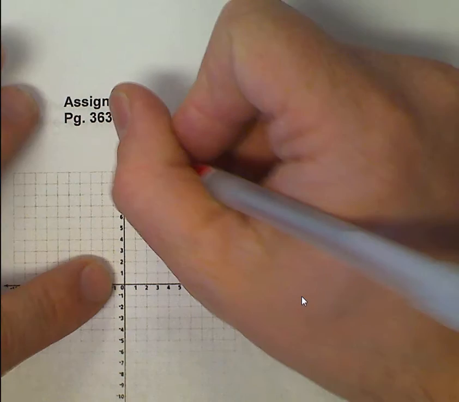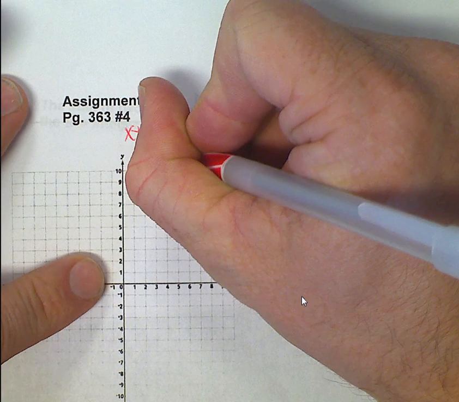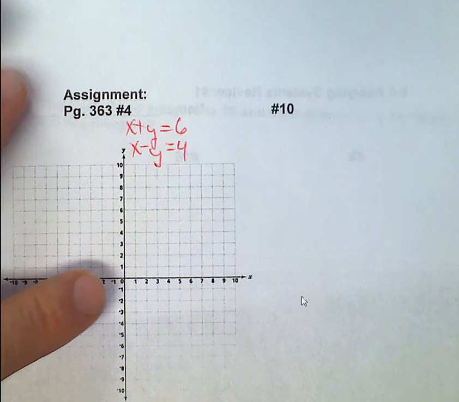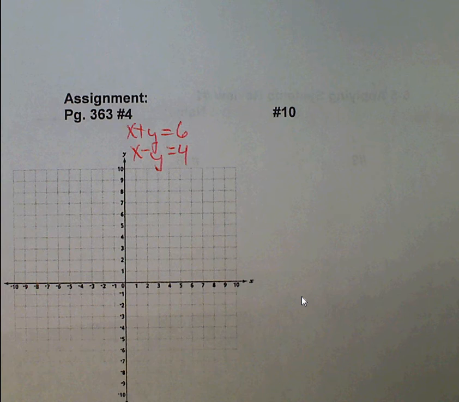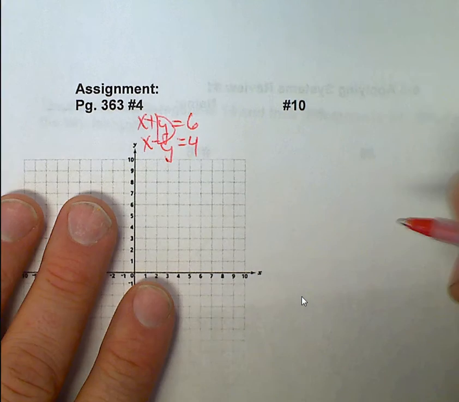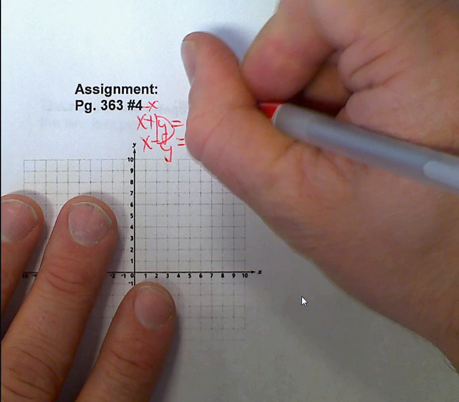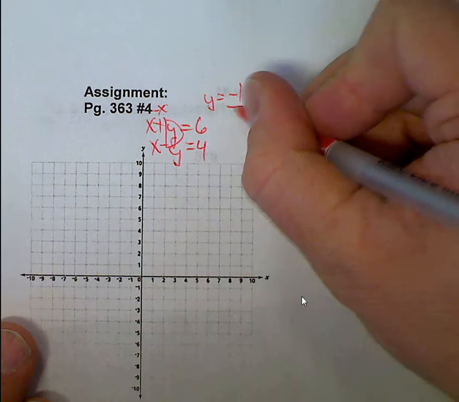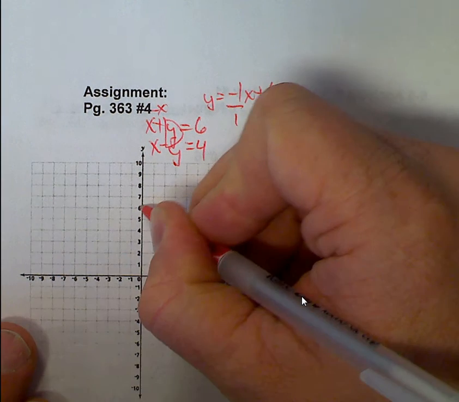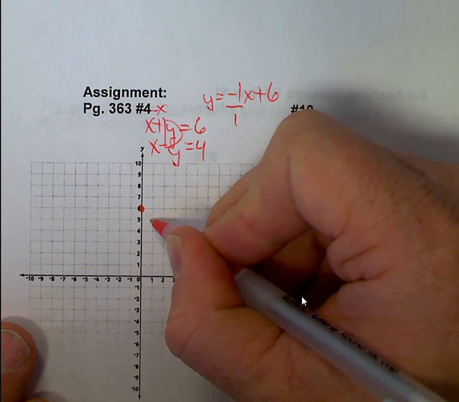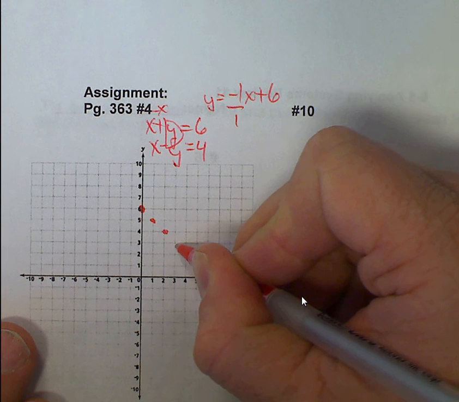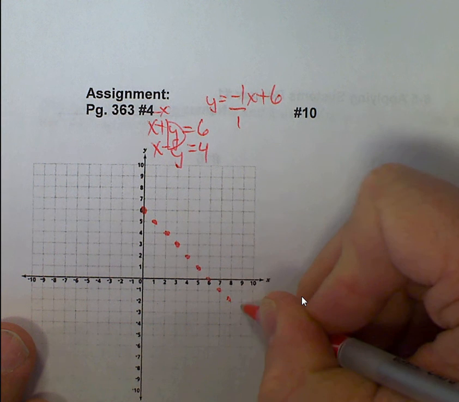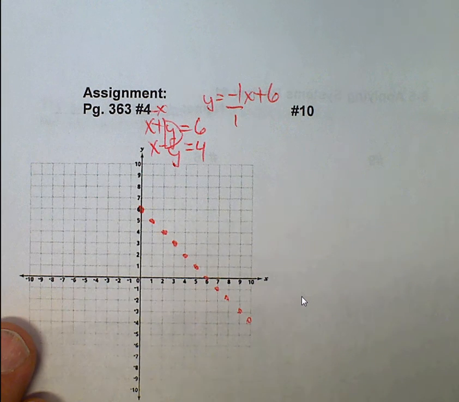They give us x plus y equals 6, x minus y equals 4, and we must solve this system by graphing. So I need to get the y by itself. I'm going to subtract x, so I get y equals negative 1x plus 6. That's negative 1 over 1, so if I go to positive 6, I'm going to go down 1 over 1, down 1 over 1, and I can continue this process all the way across my line.